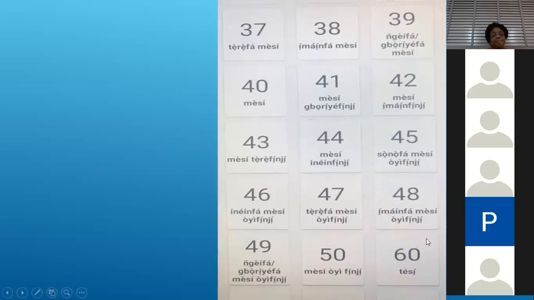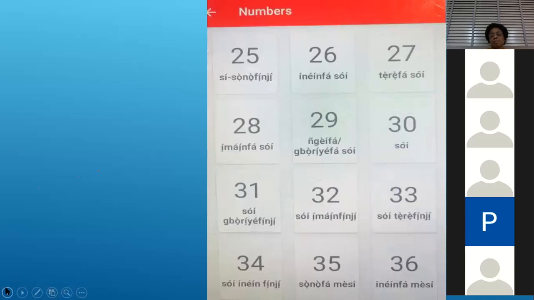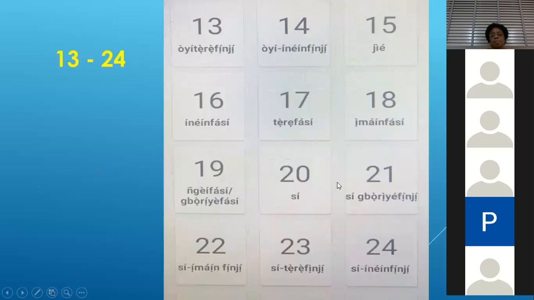Okay, so let's go from 21 to 50. I just want one person at a time to just take one. So let's go to 21. I'll just call you one after the other. It's all Gene. You are the first. What's 21? Okay, 21 is Sigborie Finji.